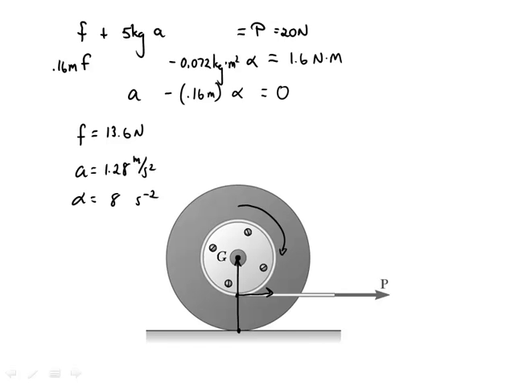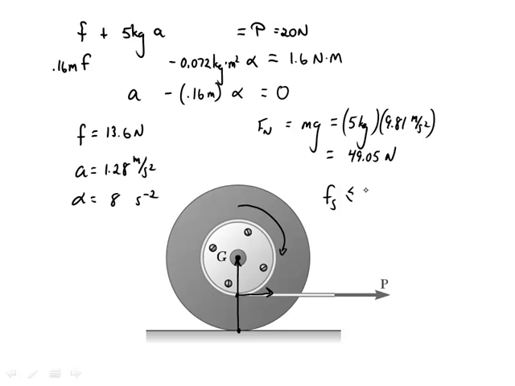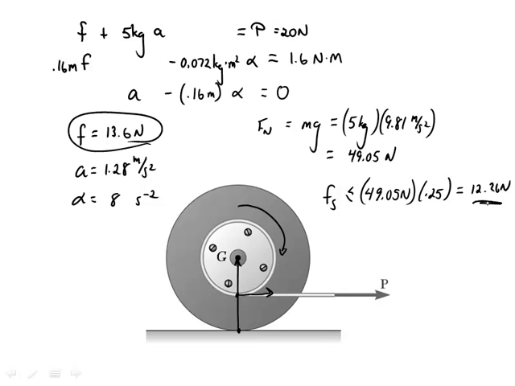So now we need to analyze F. Keep in mind the normal force is equal to mg. M is 5 kilograms, g was 9.81 meters per second squared, so that's 49.05 newtons. So F static is less than or equal to 49.05 newtons, the normal force, times 0.25, the coefficient of static friction, which is 12.26 newtons. Now the frictional force is 13.6 newtons, so that's bigger than this.